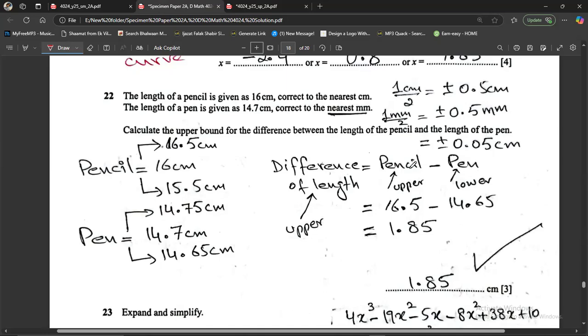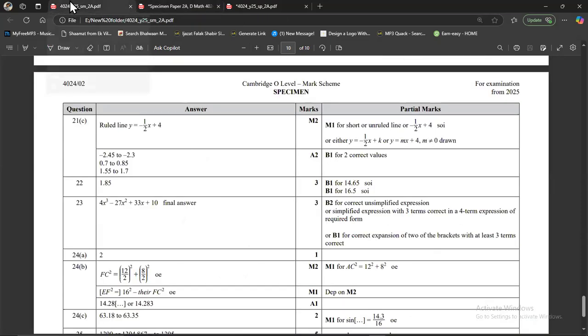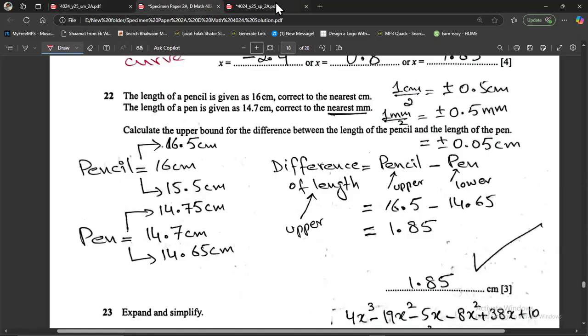So the upper value for the length of the pencil is 16.5, and the lower value for the length of the pen is 14.65. So if you subtract them, you get 1.85. So the upper bound of the difference is 1.85 centimeter.